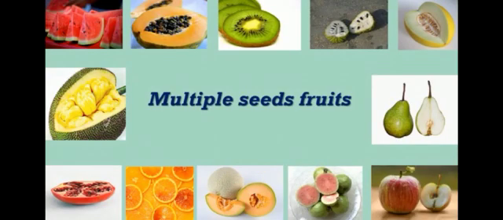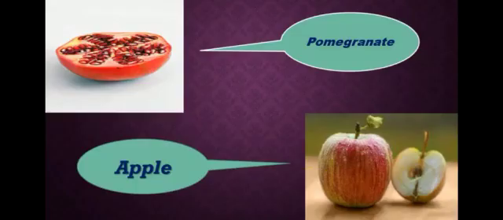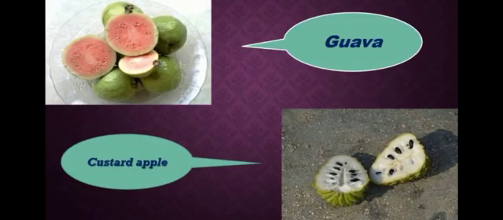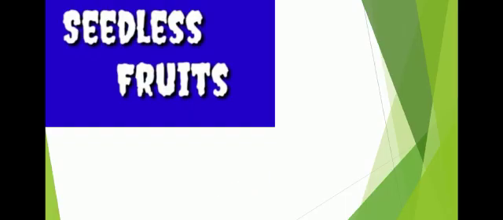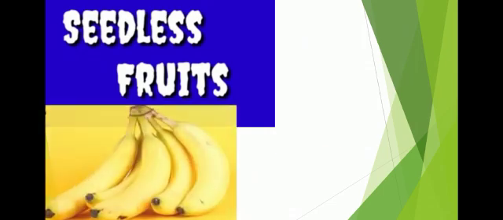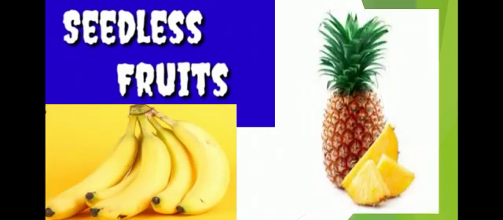Some fruits have multiple seeds. So what are those fruits? Pomegranate, apple, guava, custard apple. Some fruits have no seeds. What are those fruits, children? For example, banana and pineapple.